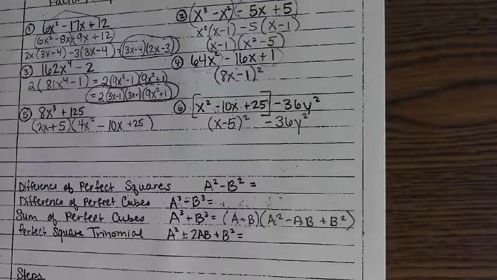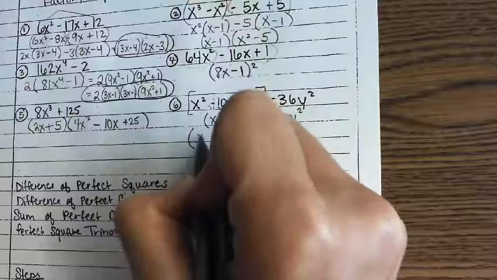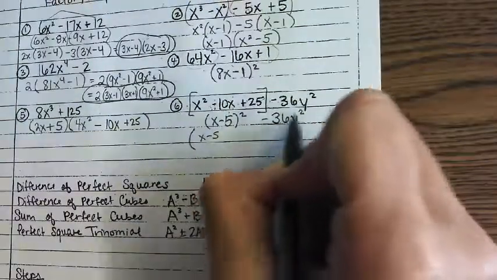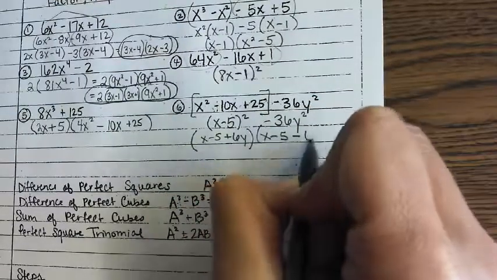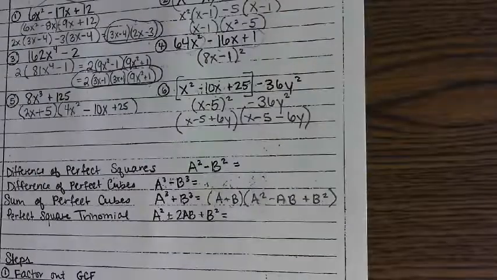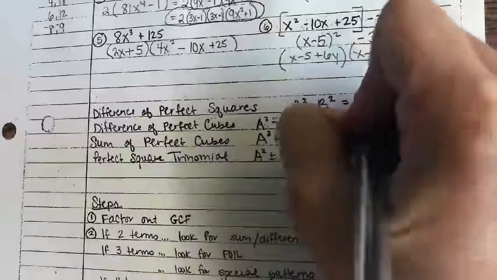And then what you should see here is the difference of perfect squares, right? Which factors into conjugates. So the square root of this is x minus 5, and then we've got a square root of 6y. So we do x minus 5 plus 6y, and then x minus 5 minus 6y. And so seeing those as conjugates. Any questions? All right, really basic rules. Difference of perfect squares factors into conjugates.